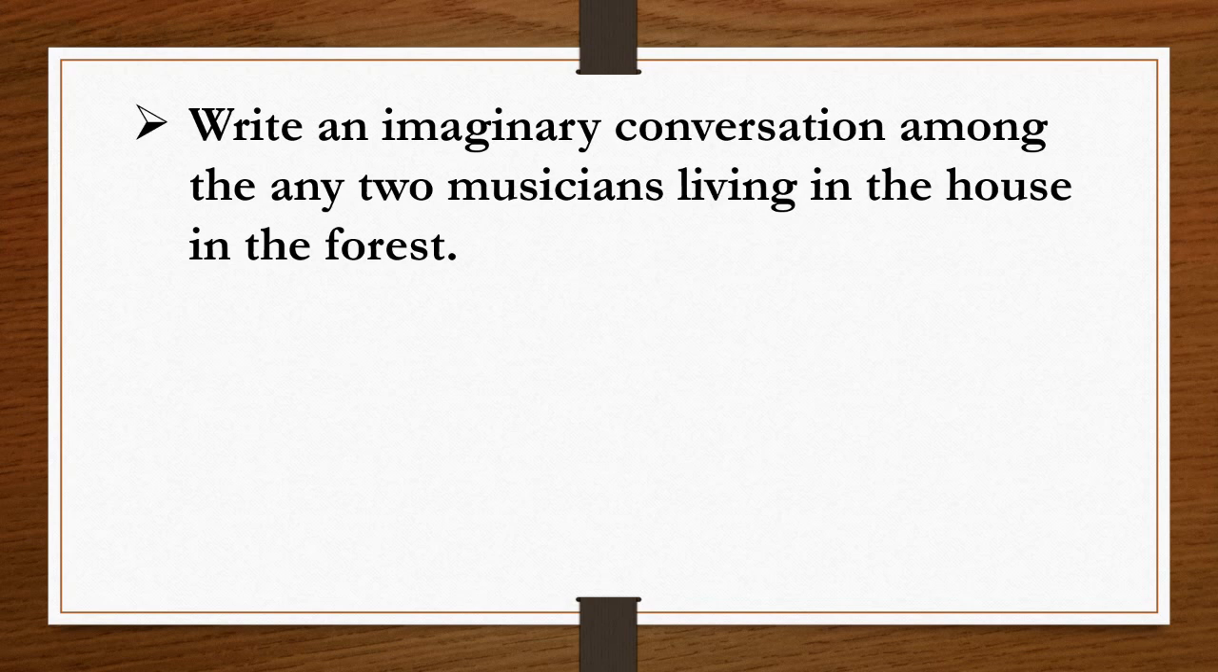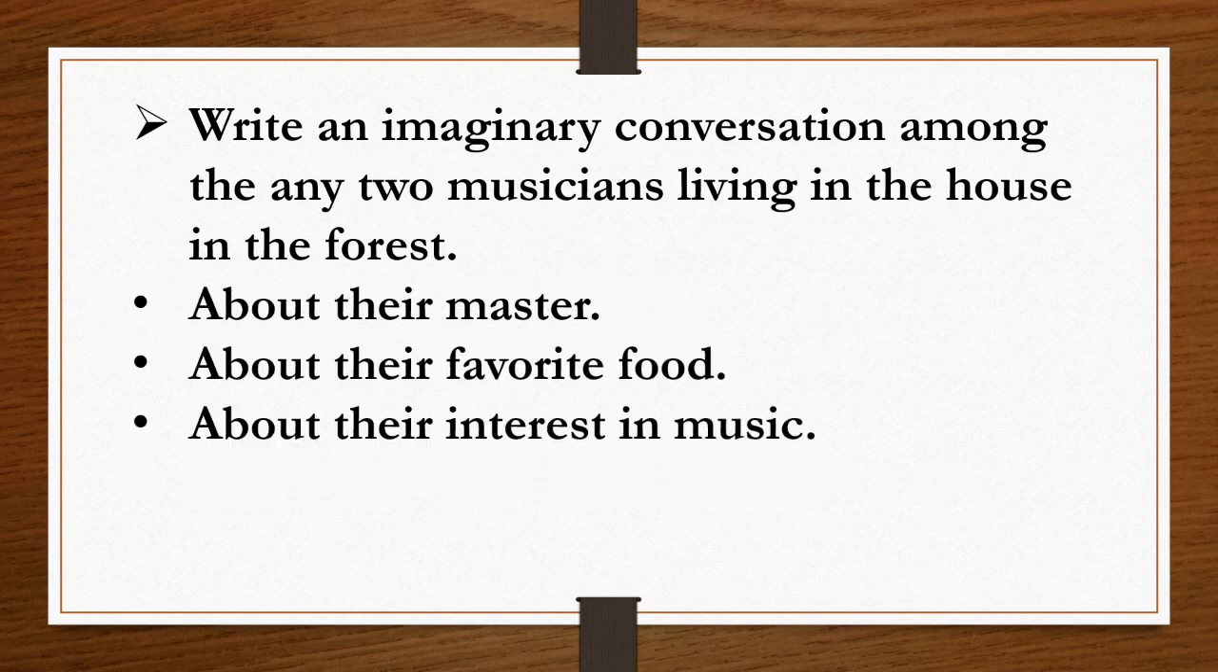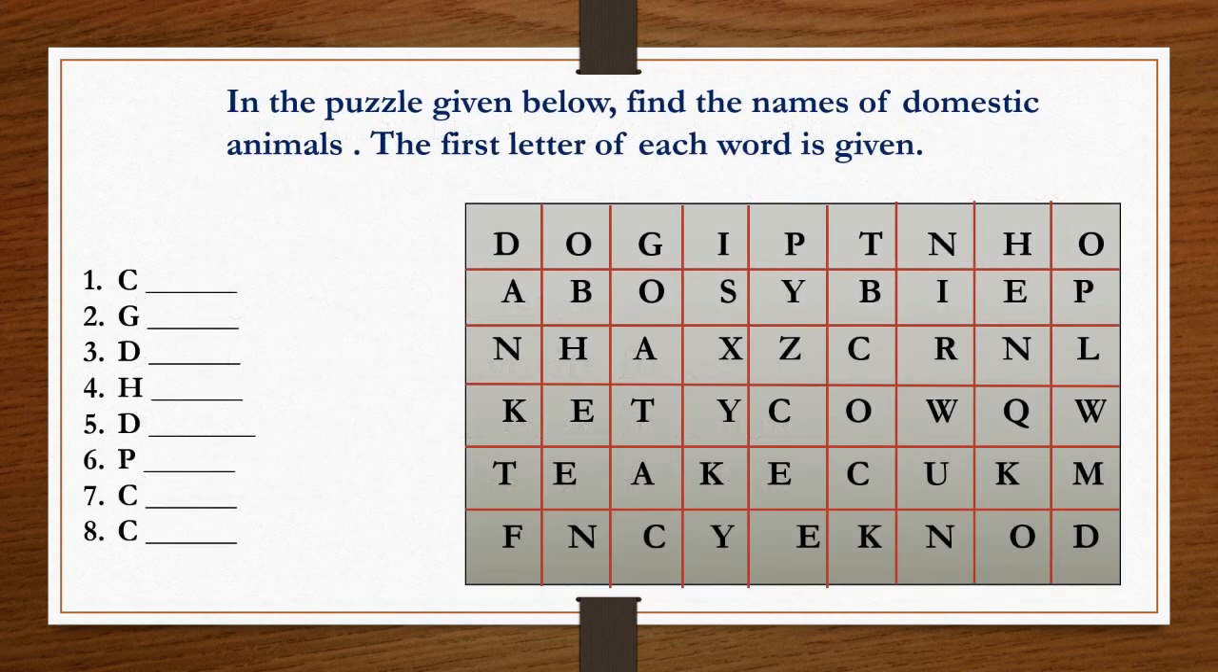You can write a conversation. For example, you can talk about their masters. The two musicians are talking about their master, how they treat them. The next one is about their favorite food, about their interest in music, and about their likes and dislikes. In the puzzle given below, find the names of the domestic animals. The first letter of each word is given.